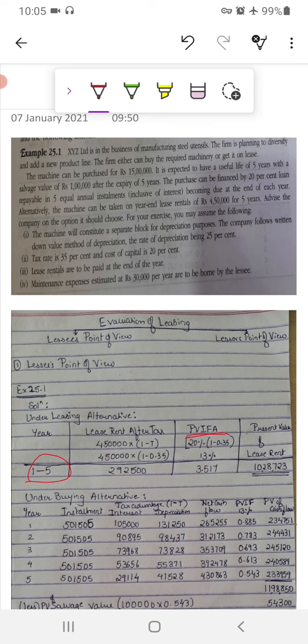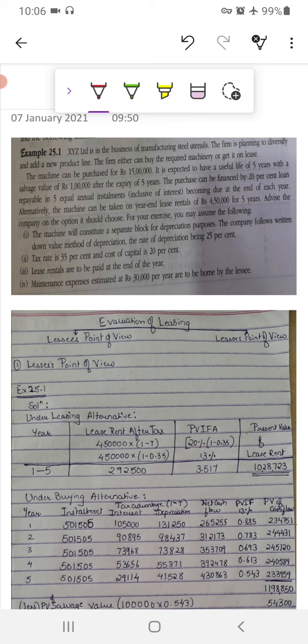Now after tax means what? Your cost of capital, if you see, it is 20% given, which is before tax. You have to also calculate the cost of capital after tax. Now how do you calculate cost of capital after tax? It is 20% into 1 minus t. So 20% into 1 minus 0.35. So 20 into 0.65 gives you 13%. So your after tax cost of capital comes to 13%.